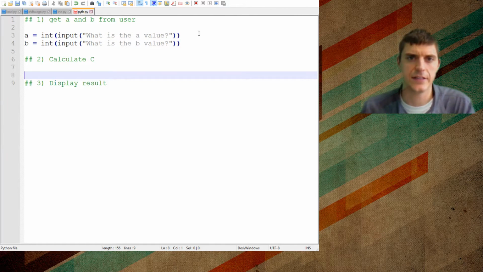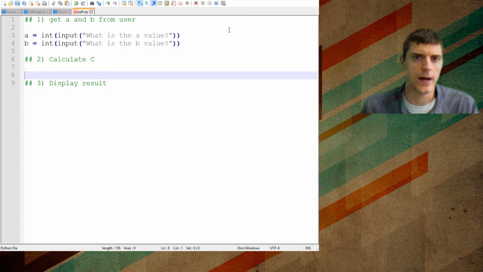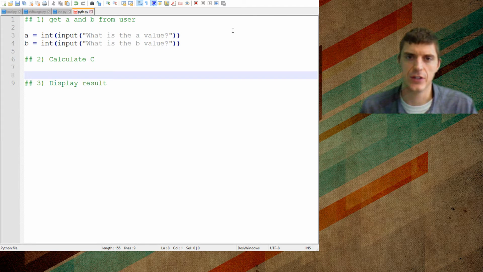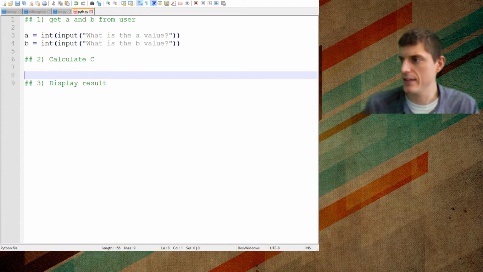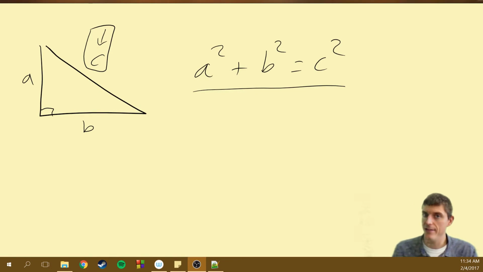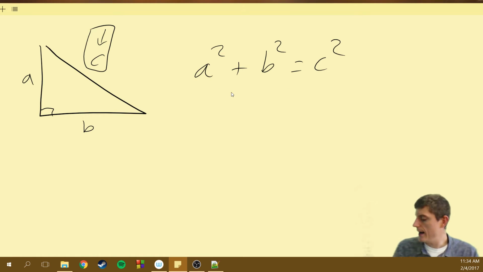And now I want to calculate C. This is the reason why I chose this as an example, because there's a little bit more complex math that needs to go on. Let's go back to the drawing board and see what needs to happen. If I have the A value and the B value, and I want to get the C value, the C value is just A squared plus B squared, but that's for C squared. I don't want what C squared equals. I want what C equals.